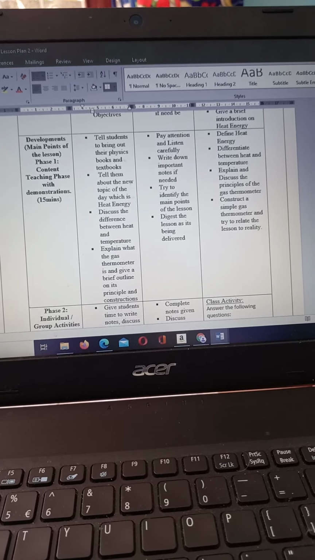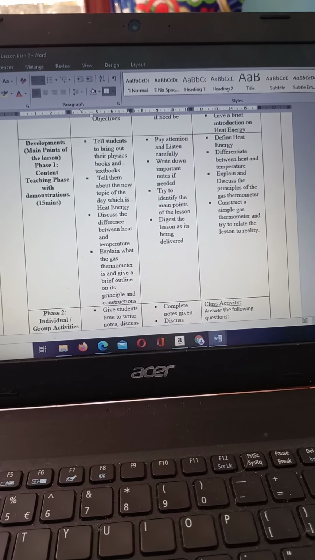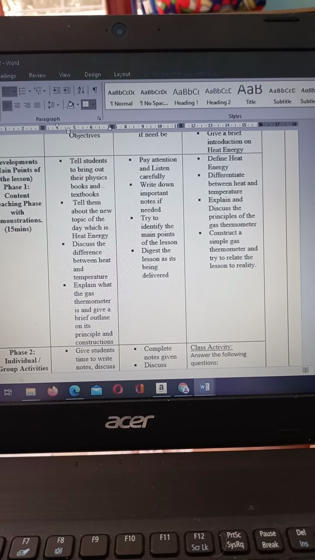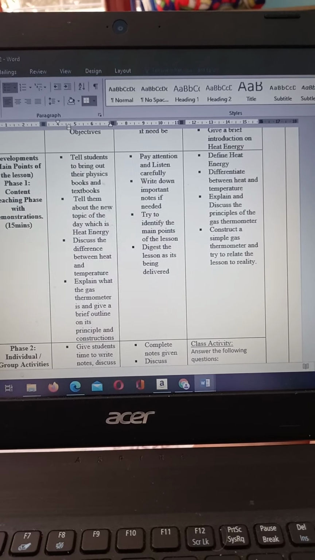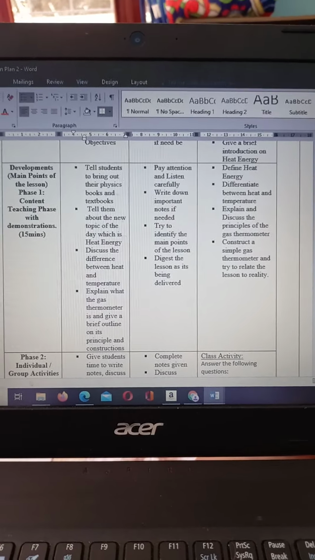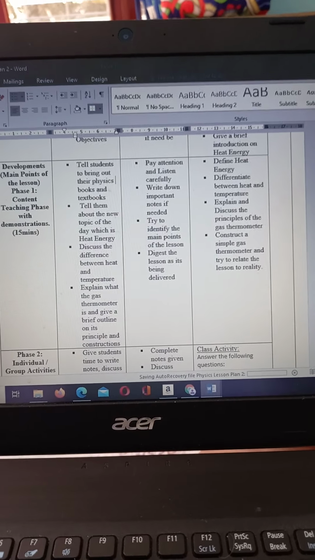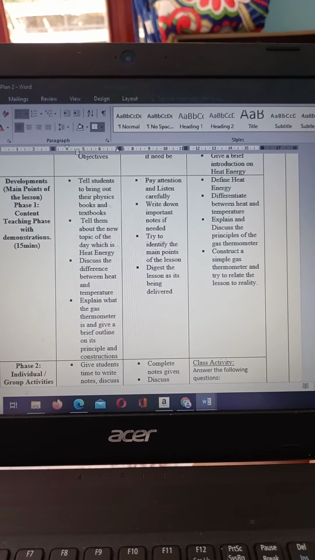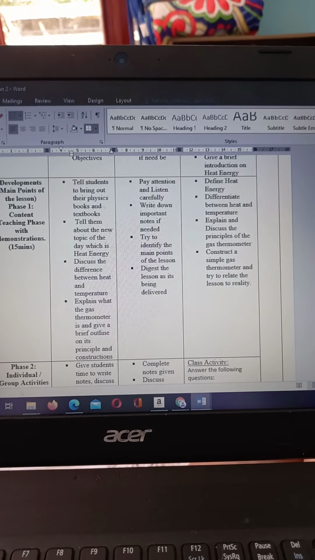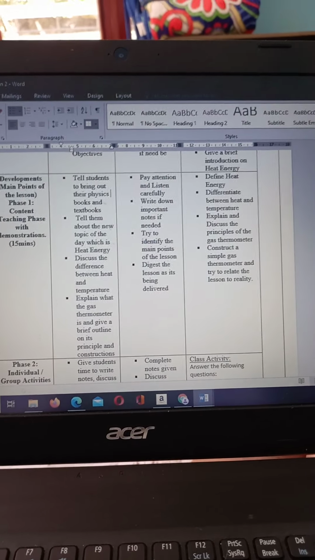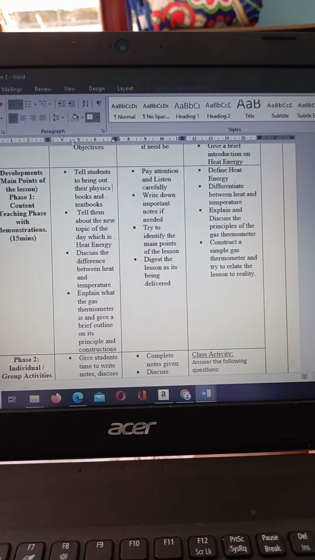Then I will expect students to pay attention and listen carefully, write down notes if needed, and try to identify the main points of the lesson. I would also expect them, while they're listening, to digest. Not only listening but also being attentive and trying to understand. Not just looking and being there, they need to understand what I'm saying.